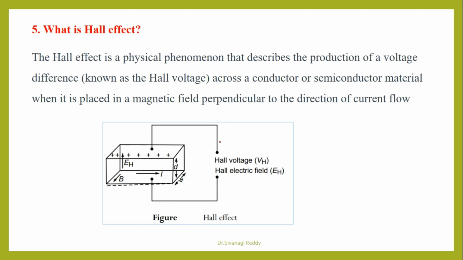Next one is: what is the Hall effect? The Hall effect is a physical phenomenon that describes the production of a voltage difference across a conductor or semiconductor material when it is placed in a magnetic field perpendicular to the direction of current flow. So whenever we keep a semiconductor in a magnetic field and electric field which are perpendicular to each other, a voltage will be generated in the other direction due to the separation of the charge carriers, which are nothing but the electrons. That's what we call the Hall voltage, and the phenomenon is called the Hall effect.